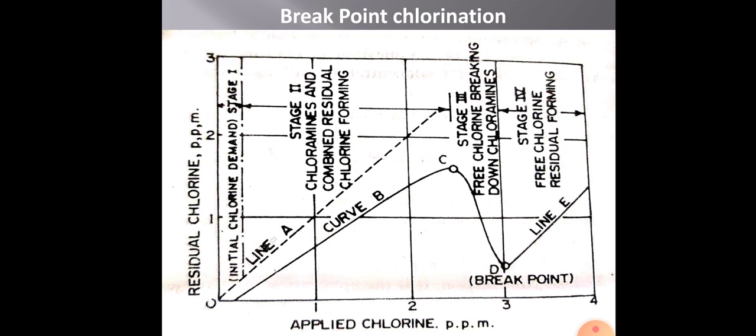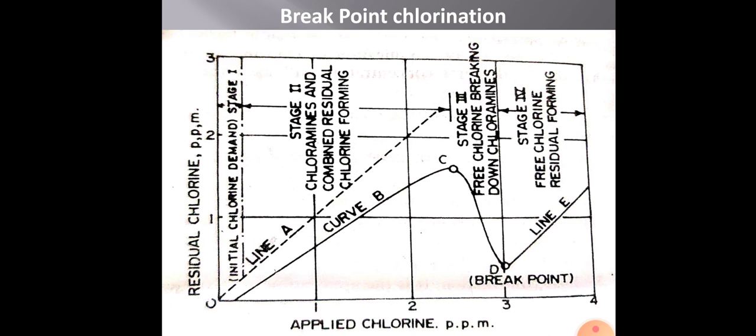Now again, when we increase the amount of applied chlorine, that will result in the decrease in the residual chlorine, indicating the beginning of the second action. So after the disinfection process, the next process is the oxidation of the organic matter. So after point C, when we further increase the amount of the applied chlorine, that will result in the decrease in the residual chlorine because the oxidation process has already started.